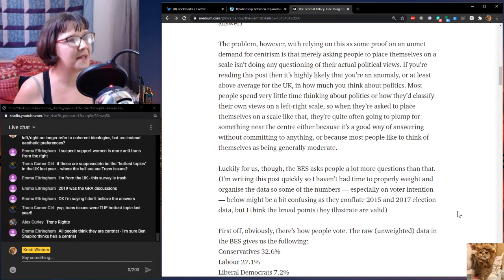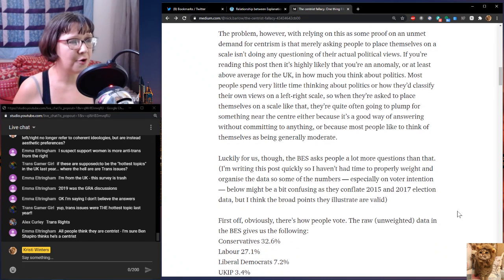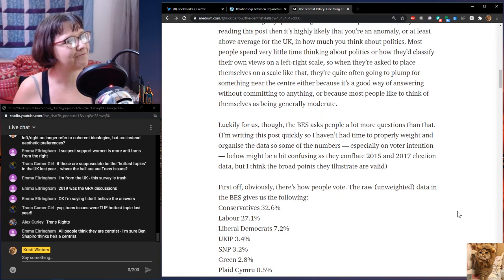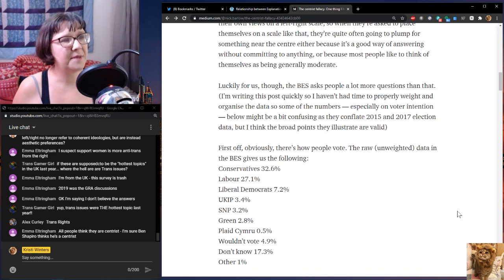So when they're going to place themselves on a scale like that, they're quite often going to plump for something near the center, either because it's a good way of answering without committing to anything, or because most people like to think of themselves as being generally moderate. Lucky for us, though, the BES asks people a lot more questions than that.